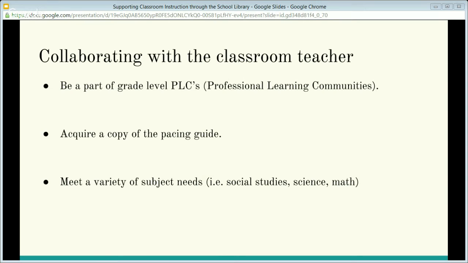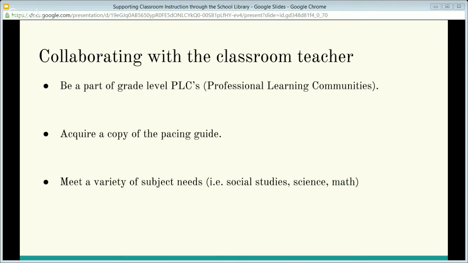So, with collaborating with the classroom teacher, 3 points that I just want to talk about. Be a part of grade level PLCs. If you don't know what a PLC is, that is professional learning communities. That should be happening on every campus, no matter where you are. But being a part of that helps you to prepare for what each grade level is doing, and then you're able also to form relationships with your teaching staff, which is definitely very important.